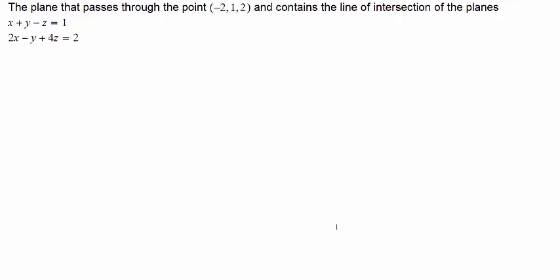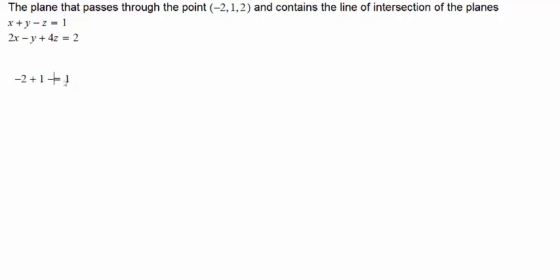So we have to find the equation of a plane that passes through this given point, (-2, 1, 2), and contains the line of intersection of these two planes. Okay, so the first thing to verify would be that the point itself is not on the plane, because then we will not have a unique plane. There could be many planes then, right?